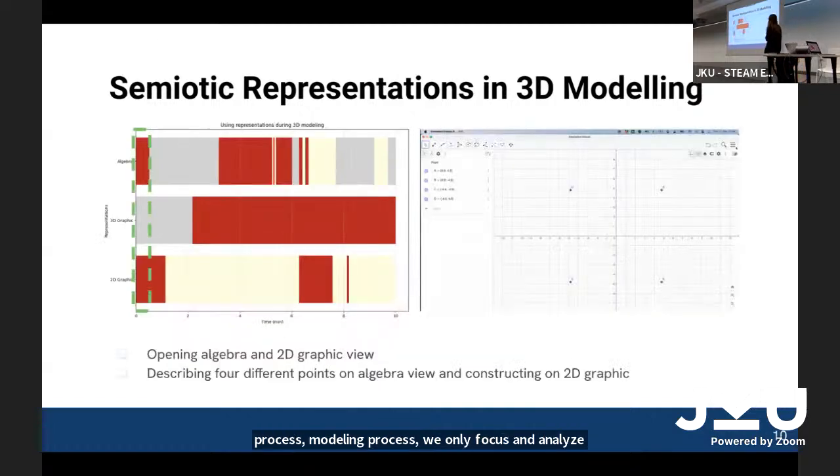Okay. He starts with algebra and 2D graphic view. You can see here, there is not anything in the 3D geometric part. He used the GeoGebra command to create some points on algebra view and construct these views in 3D graphic view. So we can say that there is some transformation from the algebraic part to the 3D graphic here.